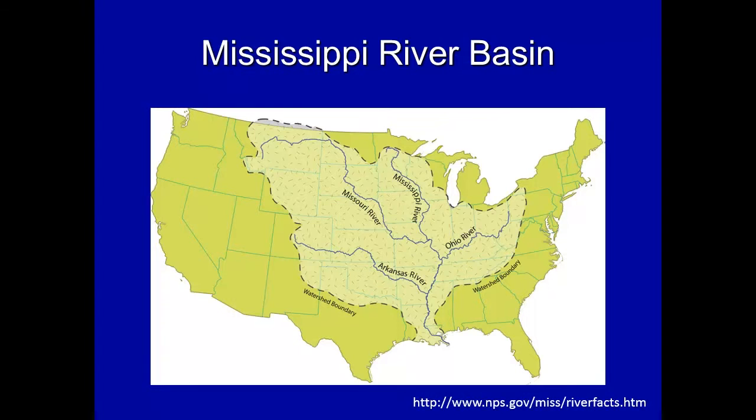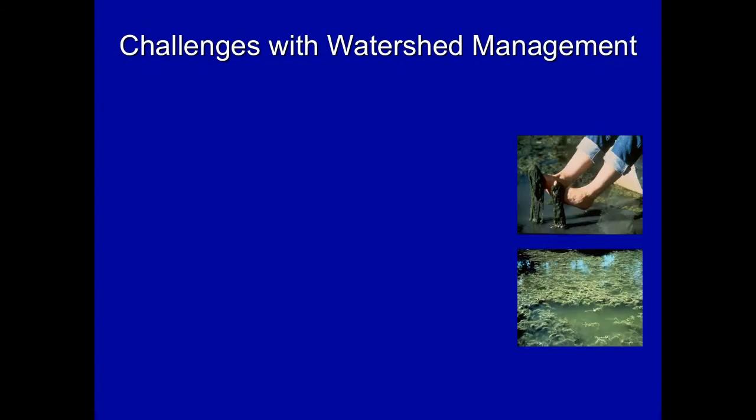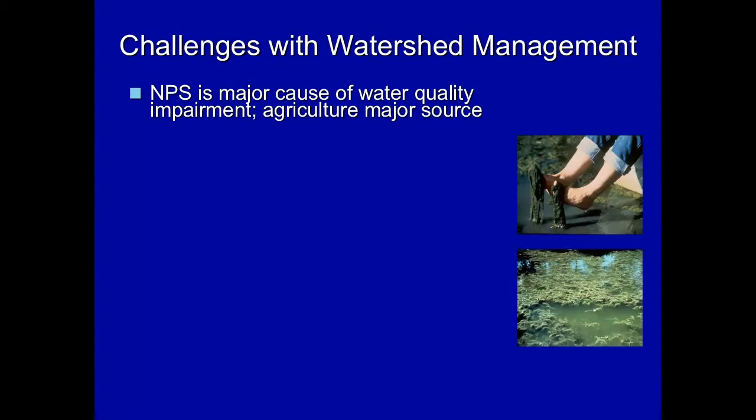Non-point source pollution is a major cause of water quality impairment, and agriculture is one of the main sources, especially in landscapes like you have here around Ames and landscapes like we have around West Lafayette, Indiana. There are very limited regulatory options. There's a lot of talk about regulating non-point source, but it's very unclear what that would actually mean. How would we even do that, even if we decided politically that we had the will to do it?